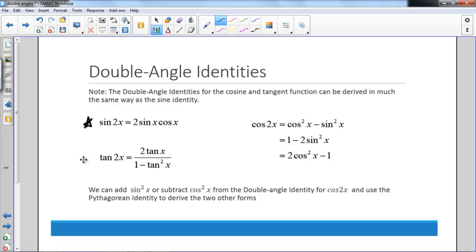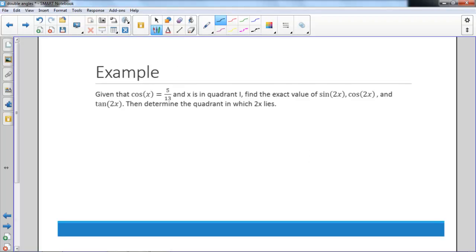We can find the other two, tan of 2x and cosine of 2x, in a similar way as we did the sine identity. In order to get these two equivalent expressions for cosine of 2x, we can add sine squared of x or subtract cosine squared of x from the double angle identity for cosine 2x and use the Pythagorean identity to derive the other two forms. But I won't cover that in this video. So now we're going to look at an example.